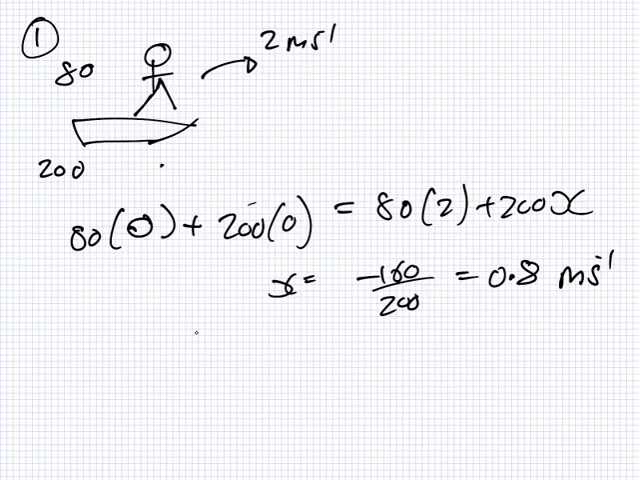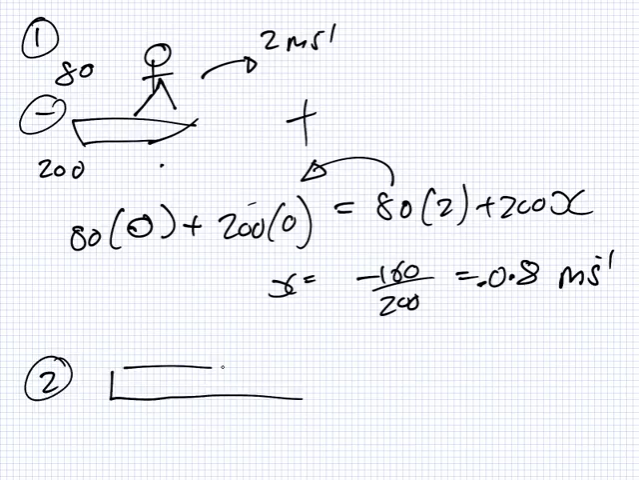Is it a minus? Yes, because the boat must move opposite to him. If he steps to the right, the boat will move backwards. It's a minus, look. Can I continue now? Why is that not minus 0.8? Oh, my minus fell off. Okay, 2.